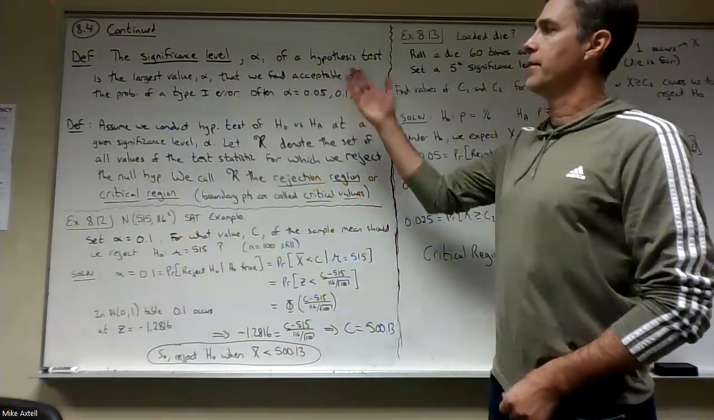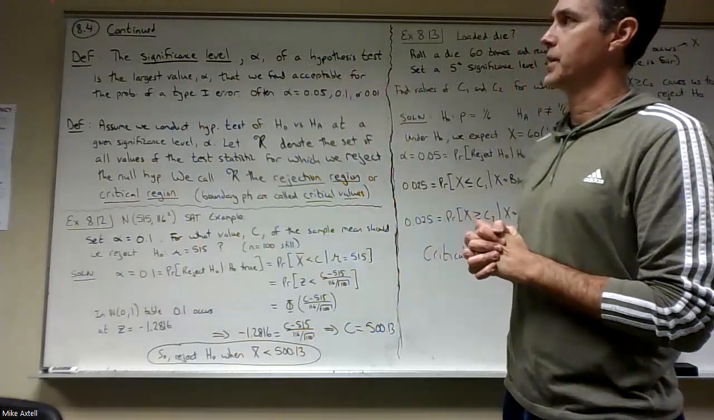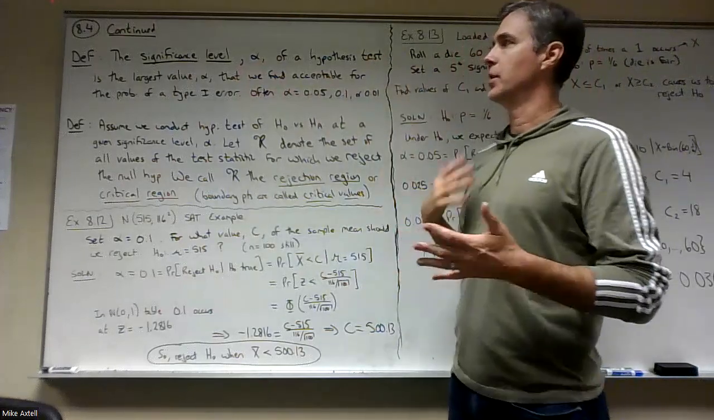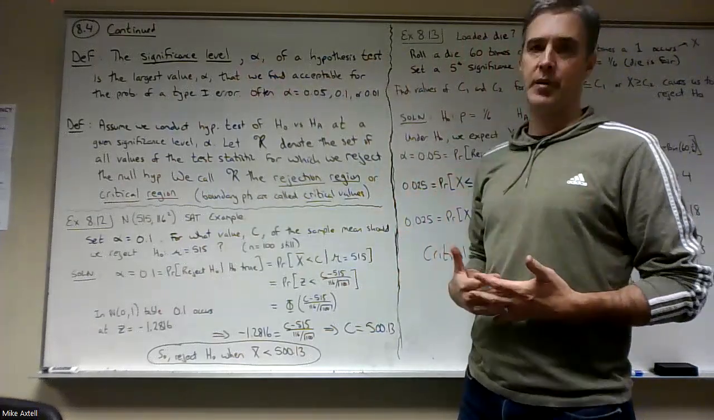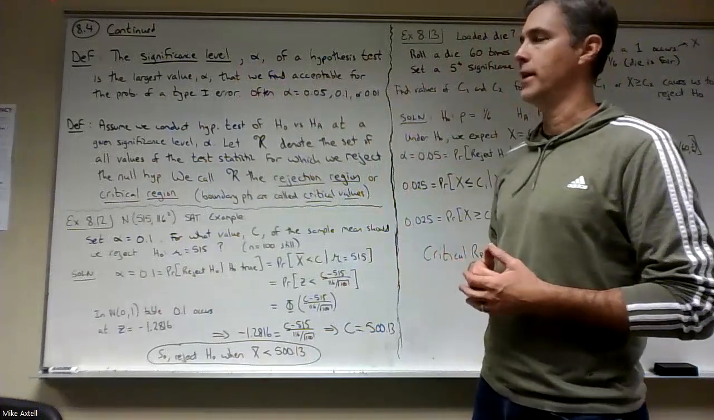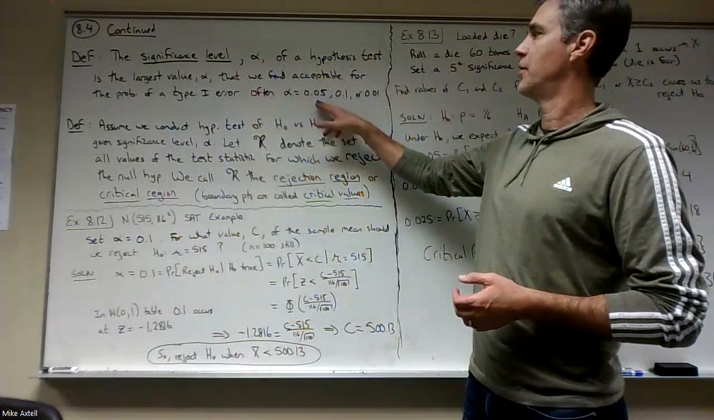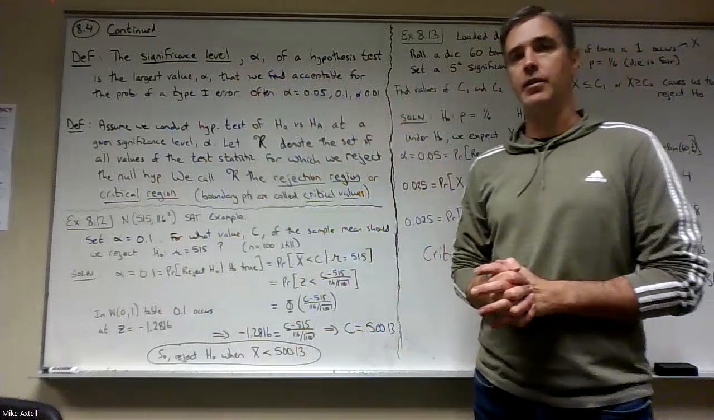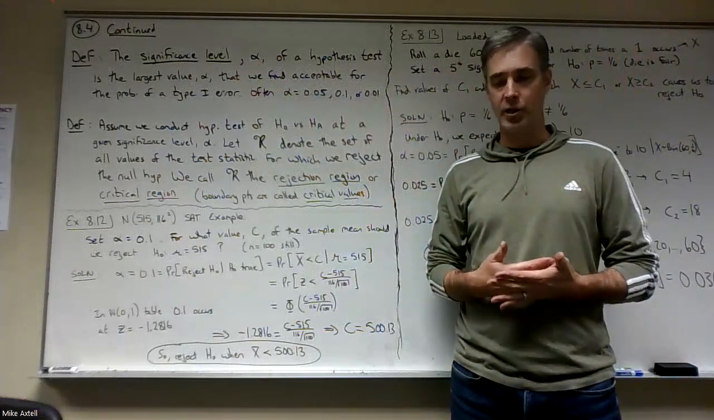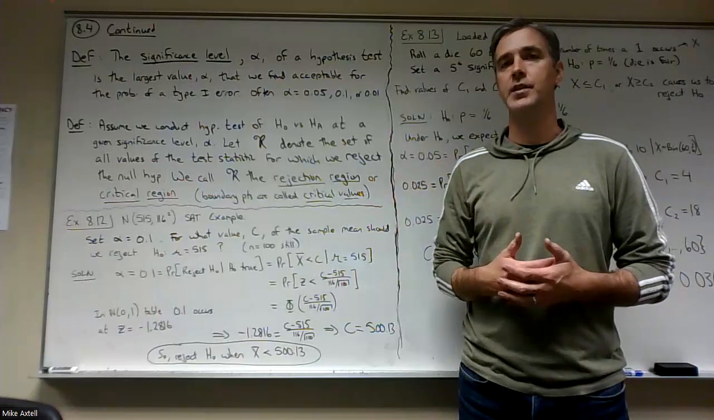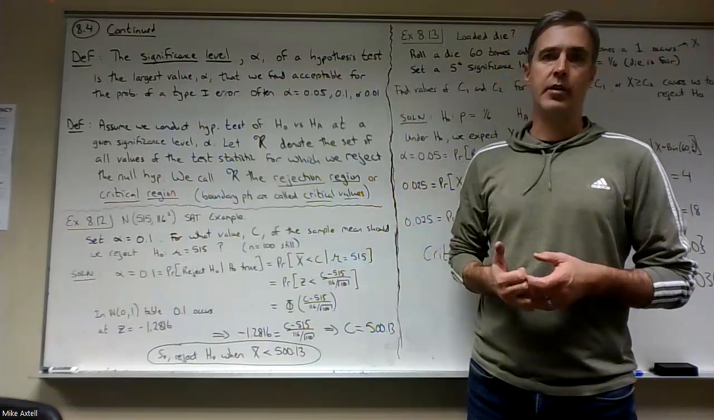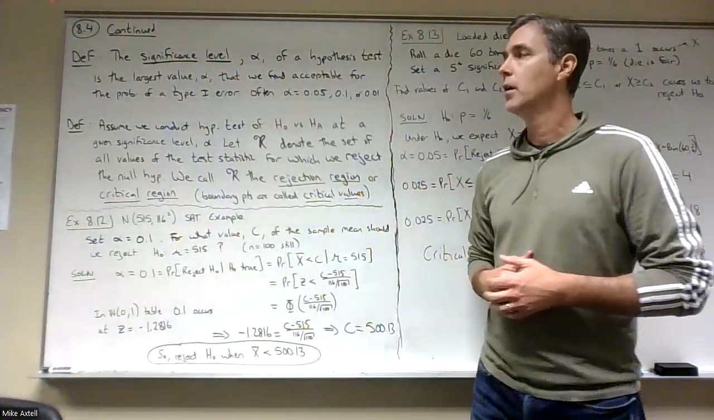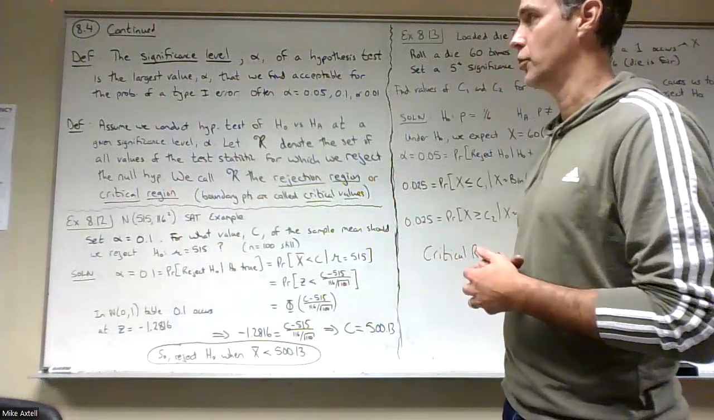Okay, so definition, significance level. The significance level alpha of a hypothesis test is the largest value that we find acceptable for the probability of a type 1 error. So oftentimes it's 5, 10, or 1%. That's what we call the significance level of the test. We set up the test and we've got this threshold for rejecting the null hypothesis. What significance level does it have? How likely are we to have an incorrect conclusion, a type 1 incorrect conclusion?